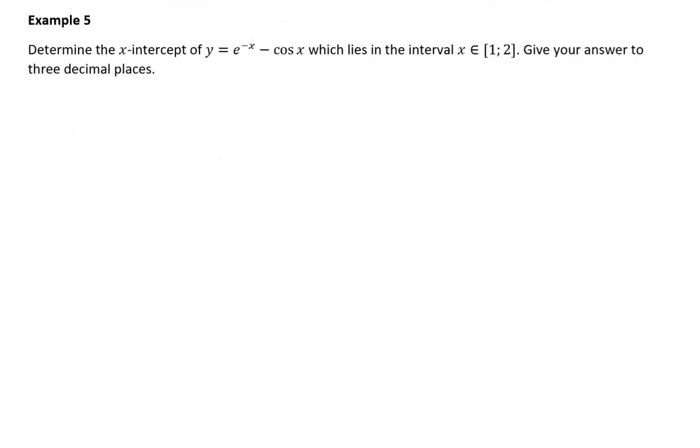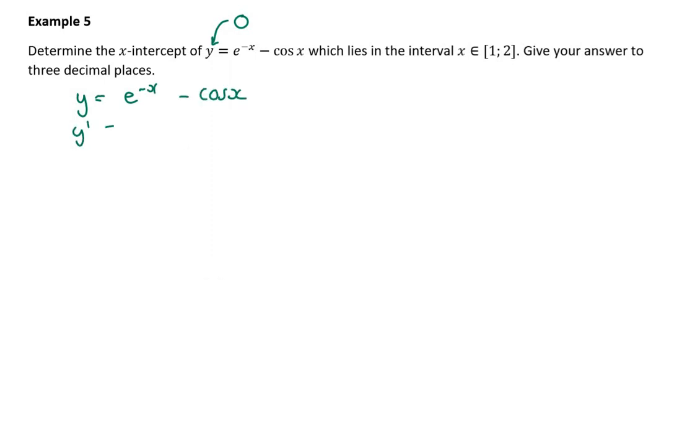Exercise 5. Okay, what does this one say? Determine the x-intercept of y equals e to the power of negative x minus cos x, which lies on the interval 1 to 2. Now it just says determine the x-intercept. That's perfect because you would be making this 0, which is exactly what you want. So I know what y is. Y is e to the negative x minus cos x. So now I need y dashed. Now we know the derivative of e to the x is e to the x.